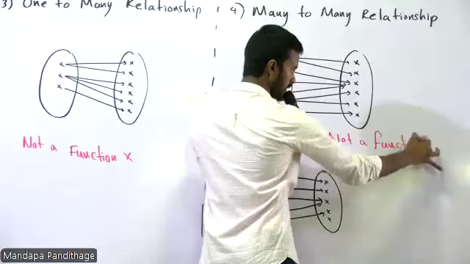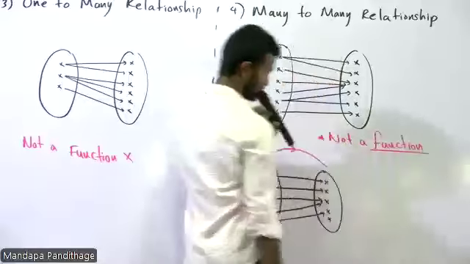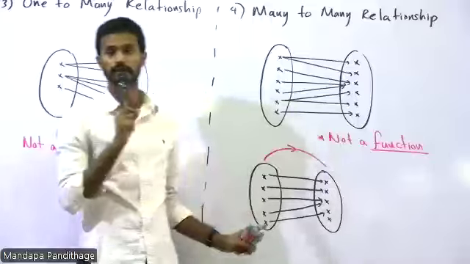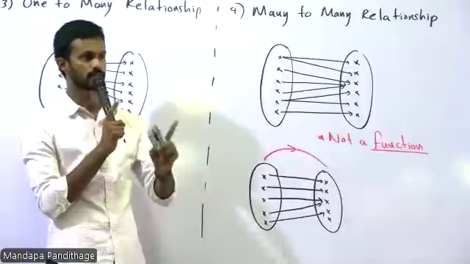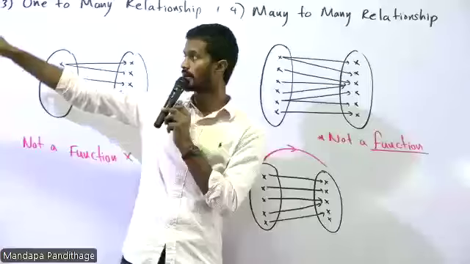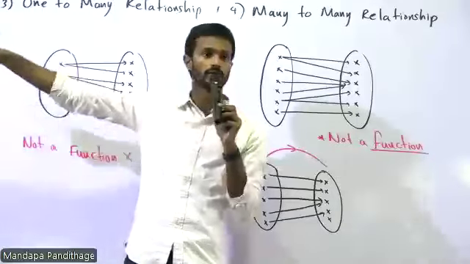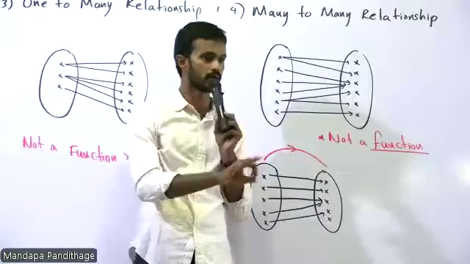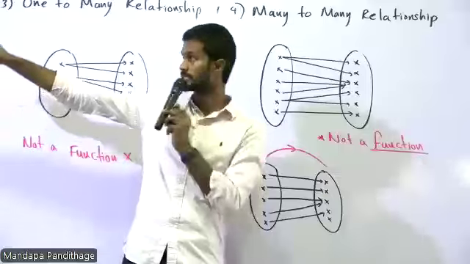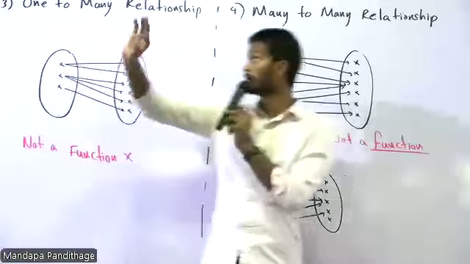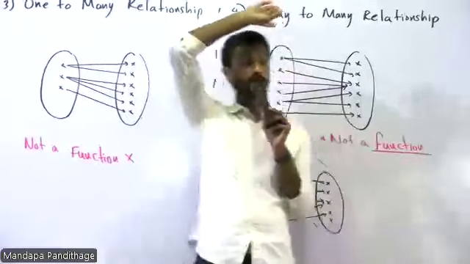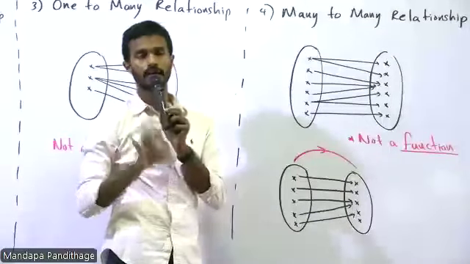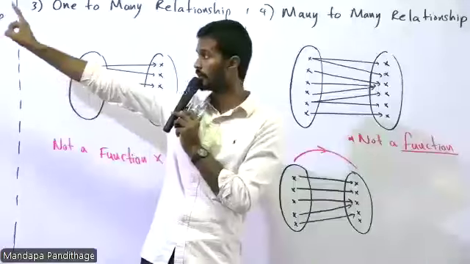I told you, when I give you the definition of a function, you might get the feeling that it is the same as a relationship. But when it comes to functions, there is a restriction, a limitation. A function can only be either a one-to-one relationship or a many-to-one relationship. One-to-many relationships and many-to-many relationships are not considered functions. Either it should be one-to-one or many-to-one.